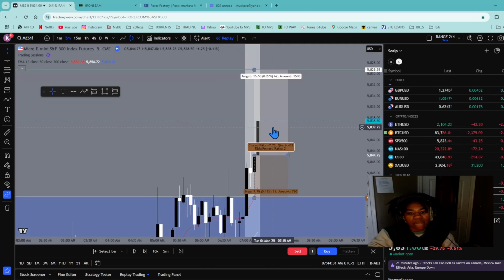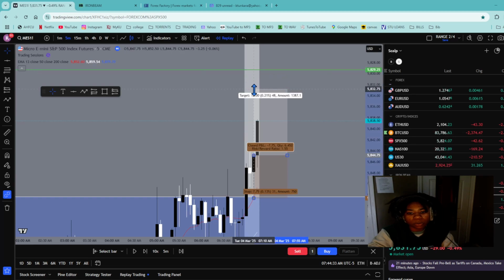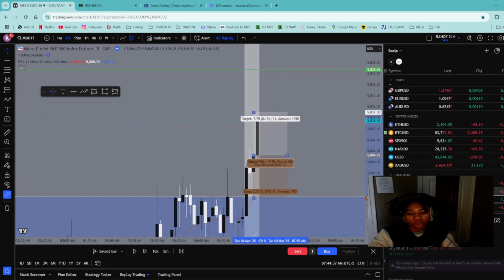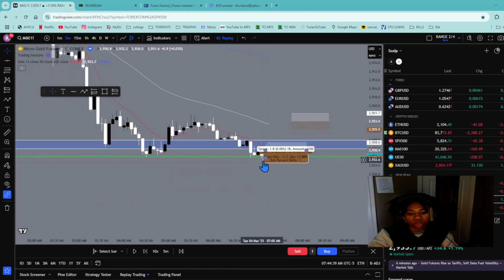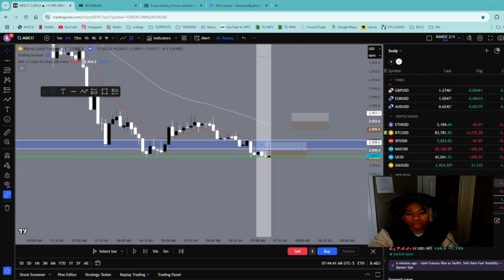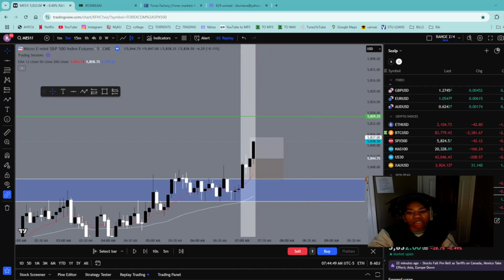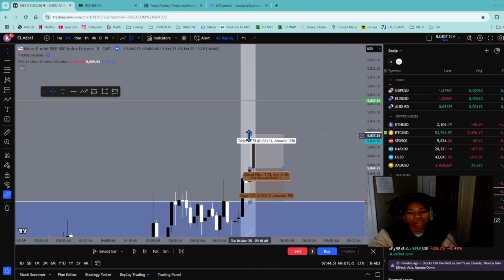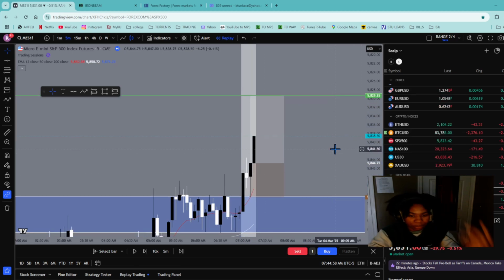So with this one, I was originally going to hold it for a 1-to-1. I was in this trade simultaneously with the gold trades. I don't remember which one though. But those quickly stopped me out. The gold trades quickly stopped me out. So then I was like, okay, I need a little bit more to cover my losses. So rather than 1 to 1, I'm gonna aim for a 1 to 2.